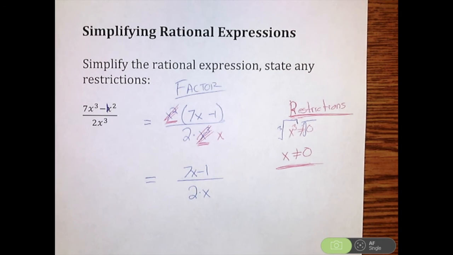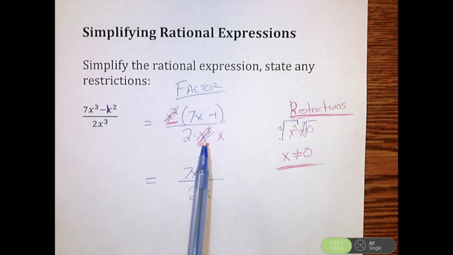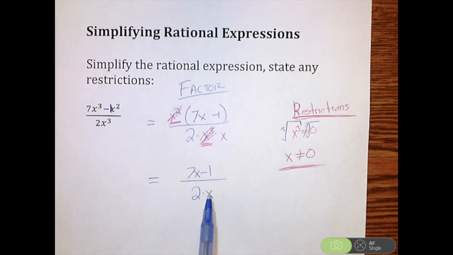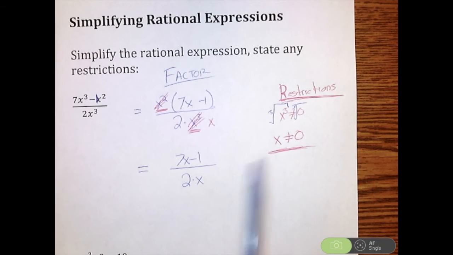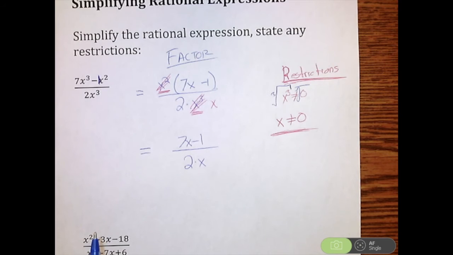So all I did there in this problem is I took out a GCF and then used properties of exponents. I had an x squared up top and an x cubed on bottom. So when I simplify there, I just get a single x on bottom. So my answer here is 7x minus 1 divided by 2x with a restriction of x cannot be 0.